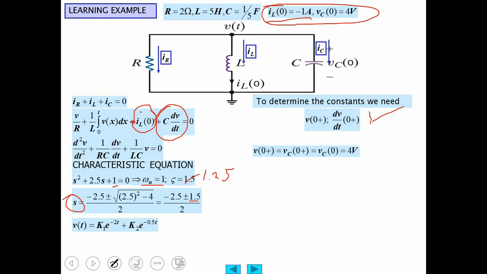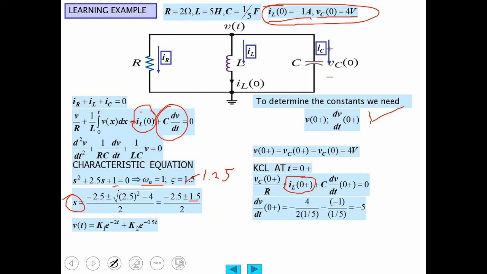We've got VC of 0 up here, which is fine. We've got IL of 0. How are we going to get the derivative dV dt of 0 given this information here? So that's the trick with this problem, and we can solve it.